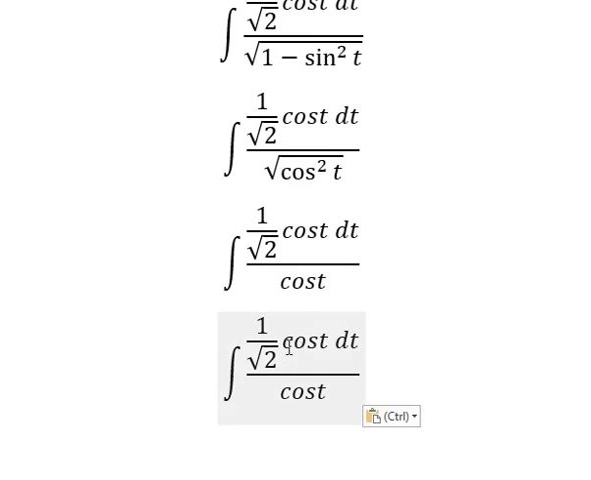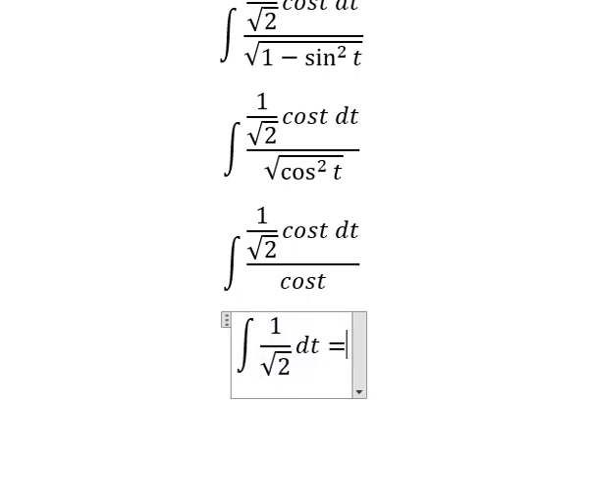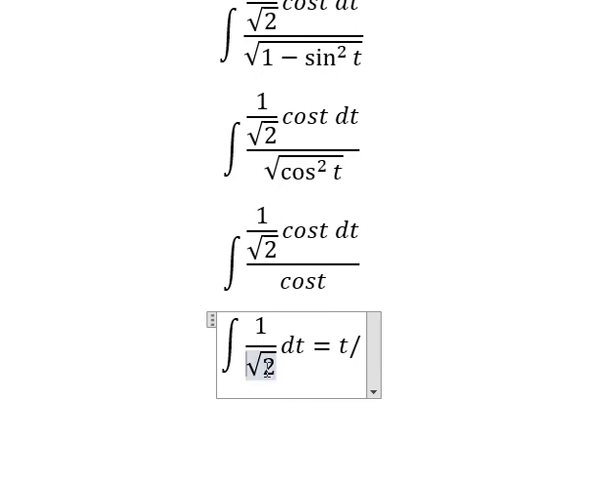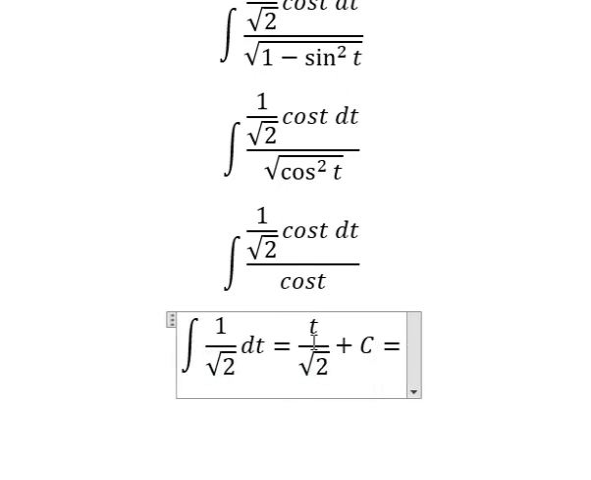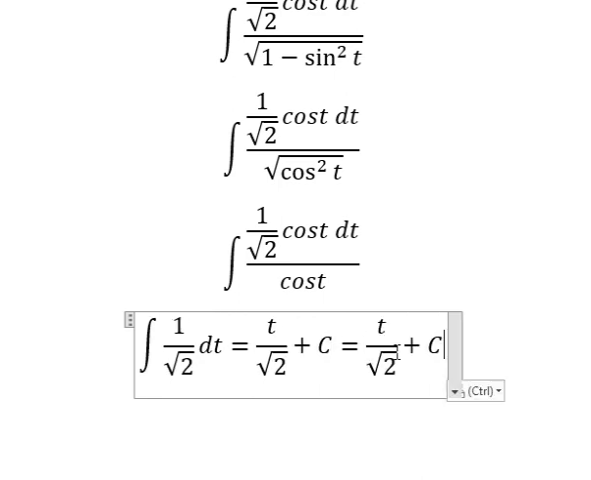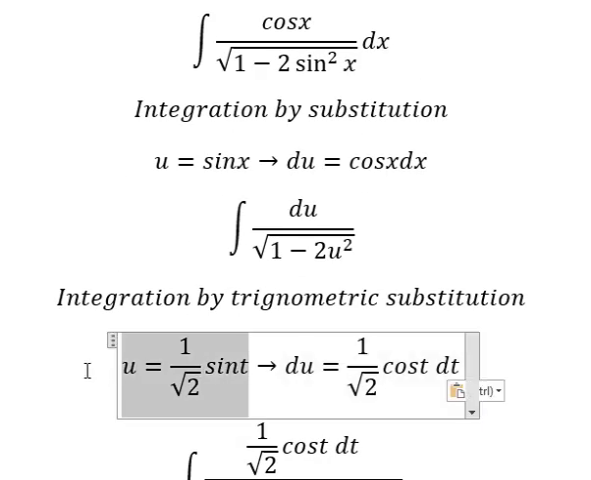Now cosine t divided by cosine t, we have 1. The integration of this one, we have t over the square root of 2, about t, that is about this one. So we put the square root of 2 go to the left.